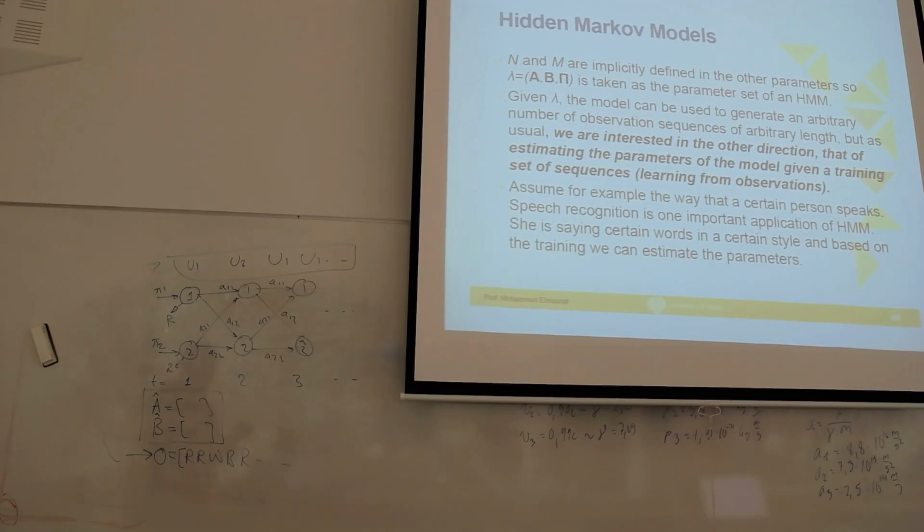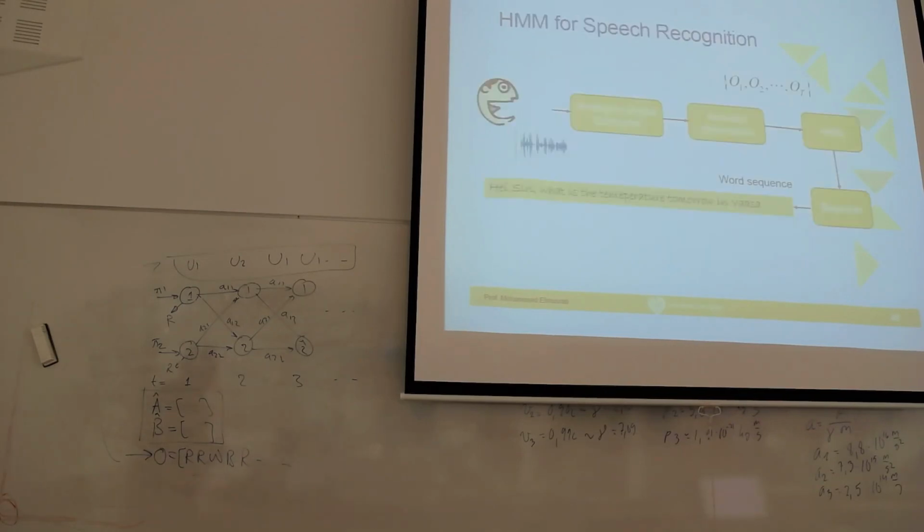If you are given lambda, which contains all parameters, then you can generate the output as we saw before, using Octave or Matlab or Python or whatever language you use. You will find ready functions there. Okay. However, we are interested in the other direction. We would like to estimate the parameters based on the observations. Okay, this is what we are interested in here.